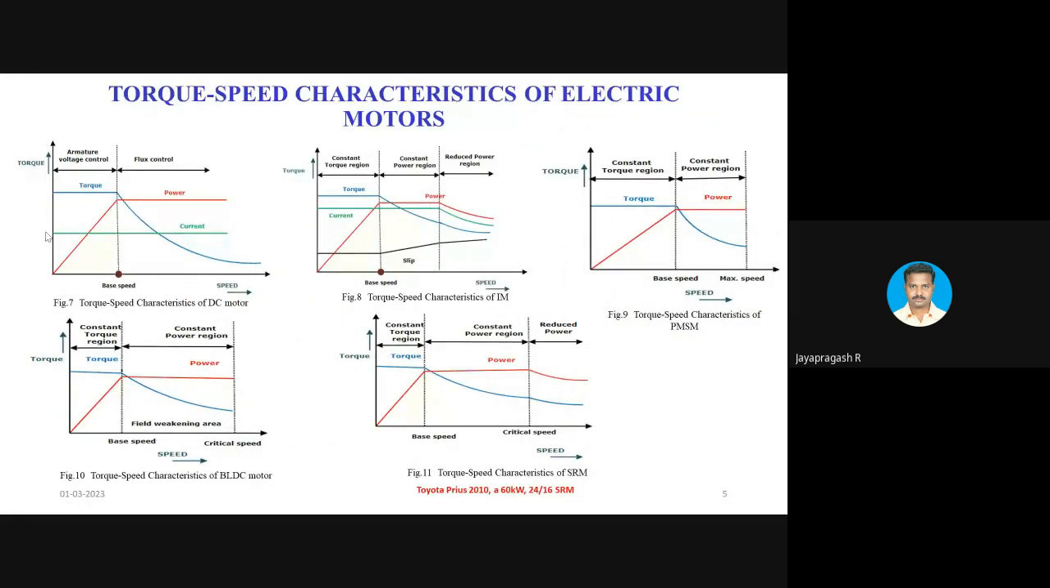Okay, so these are the torque speed characteristics of various machines. You can see, right? Similar to other machines, your SRM also possesses a constant torque region and a wide bandwidth of constant power region, and it is magnet free. Because of all these advantages, we started working with SRM. Even this SRM was used by Toyota Prius in the year 2020. They fabricated a 60 kilowatt SRM and used it for four-wheeler applications.